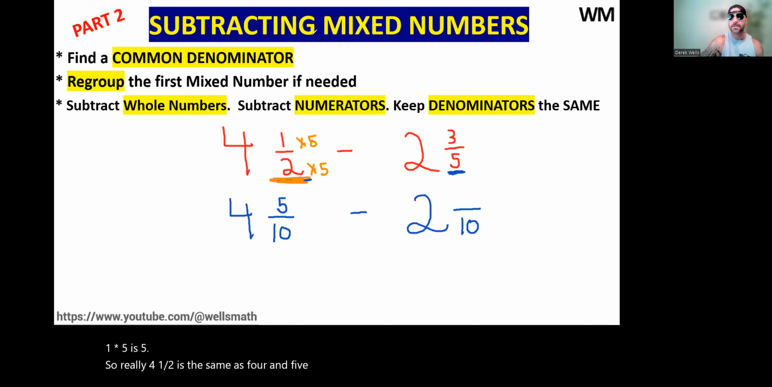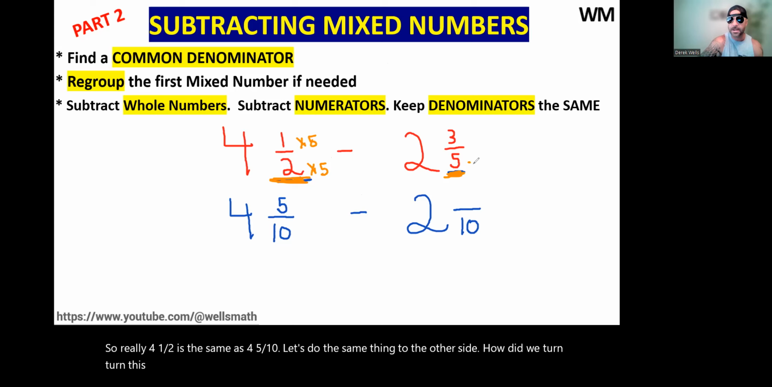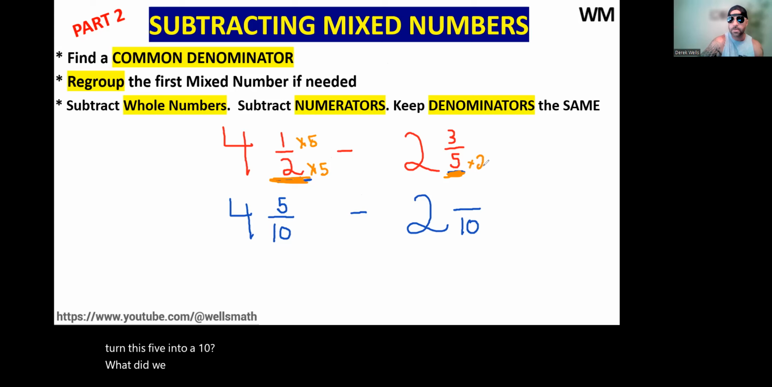Let's do the same thing to the other side. How did we turn this 5 into a 10? What did we multiply it by? Well, we multiplied it times 2. So we will do the same thing to the top. 3 times 2 is 6.